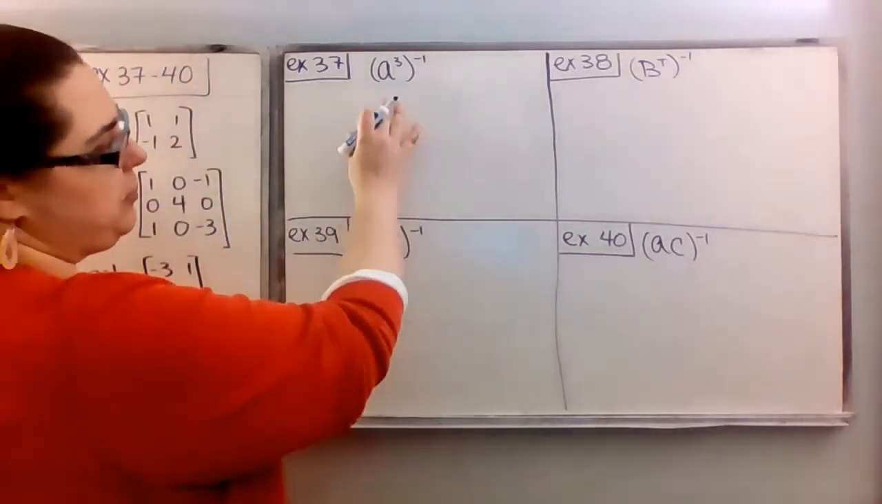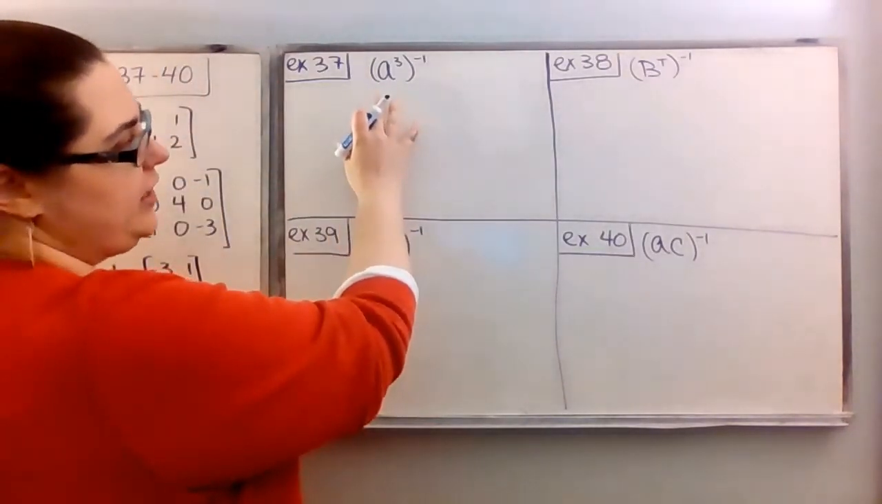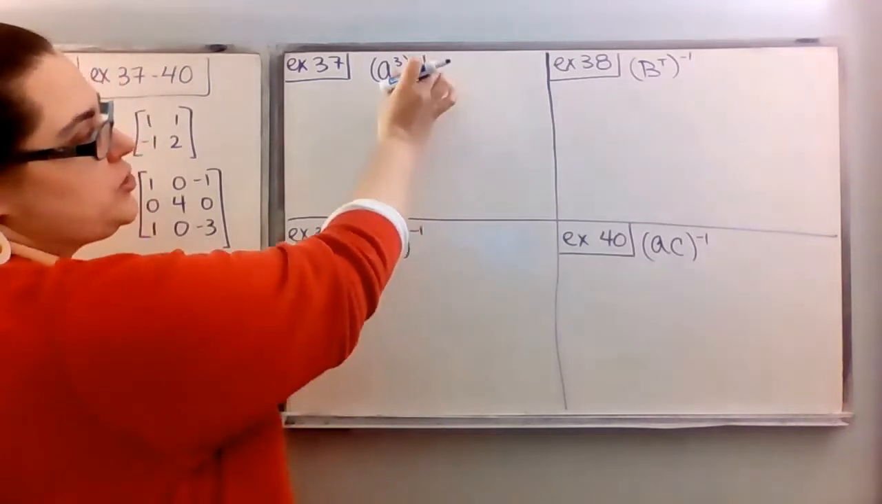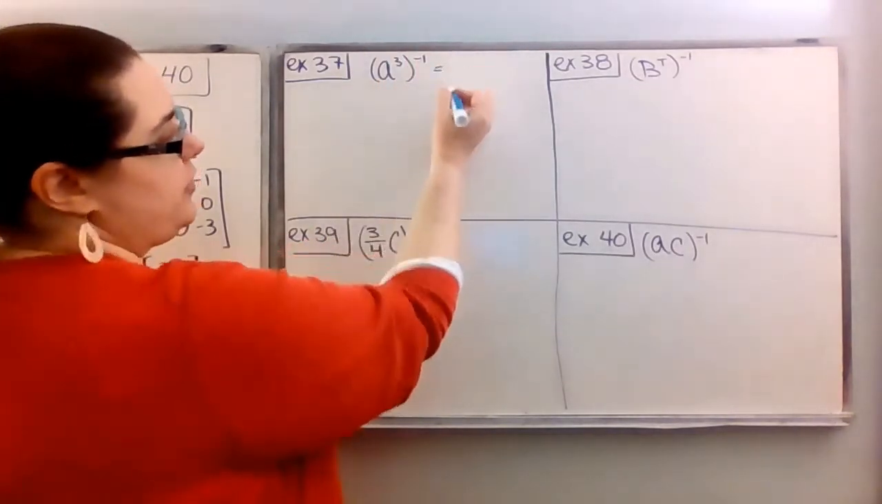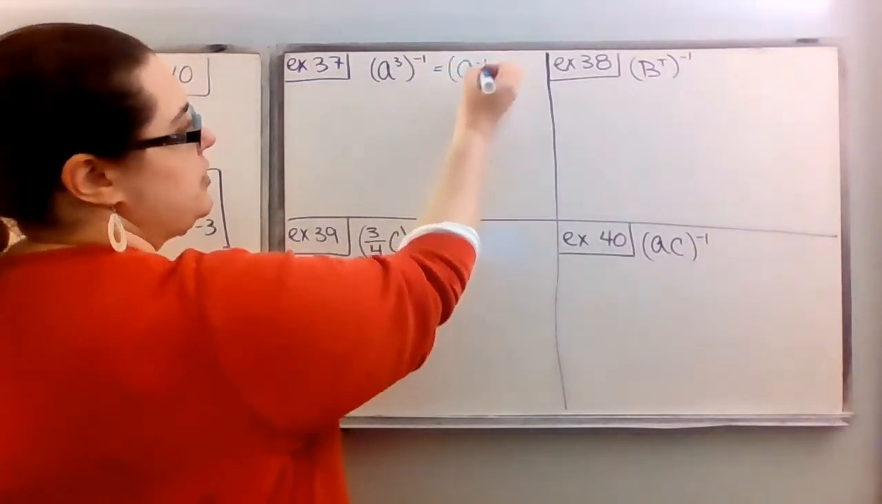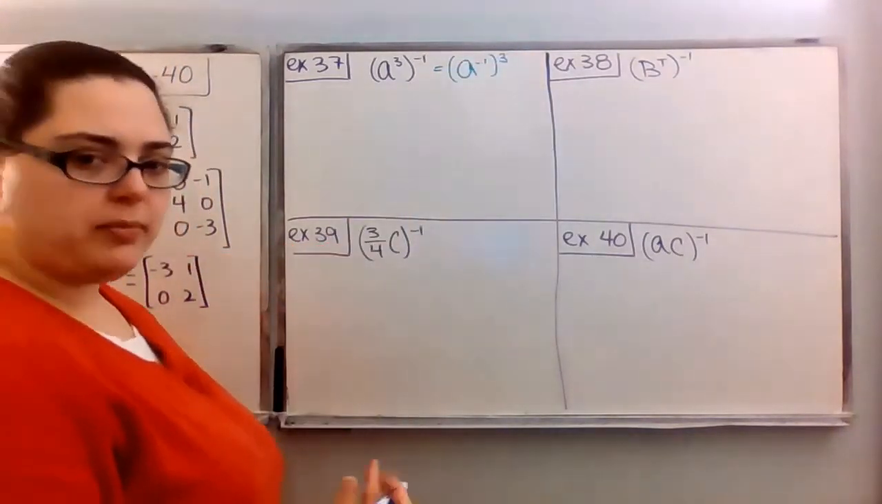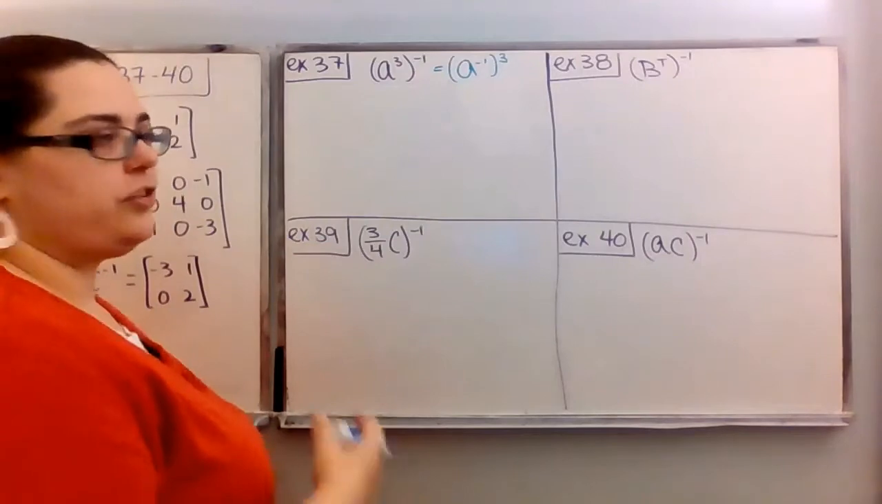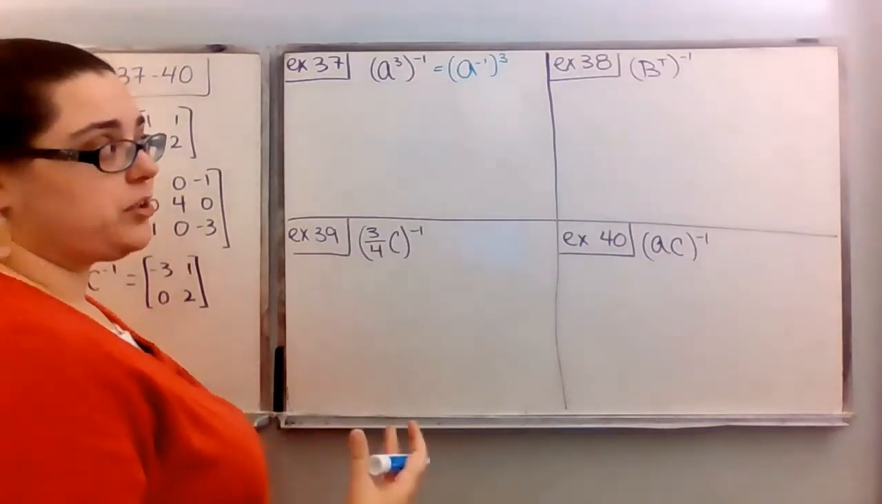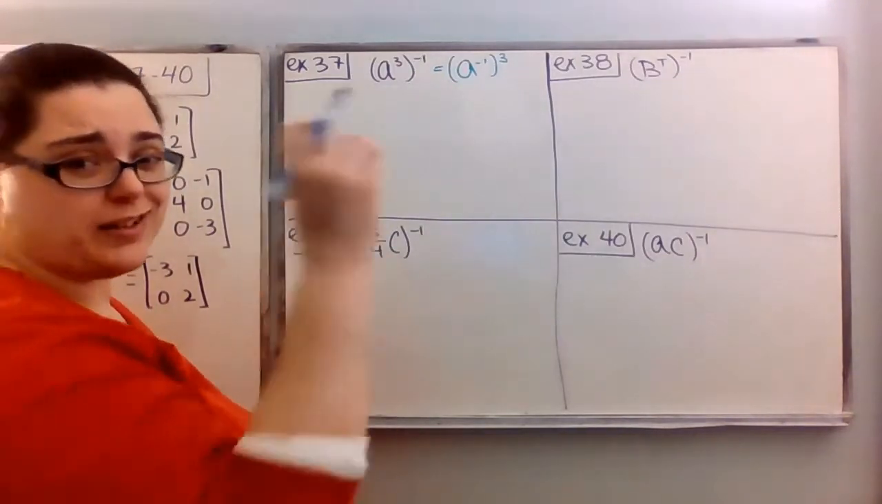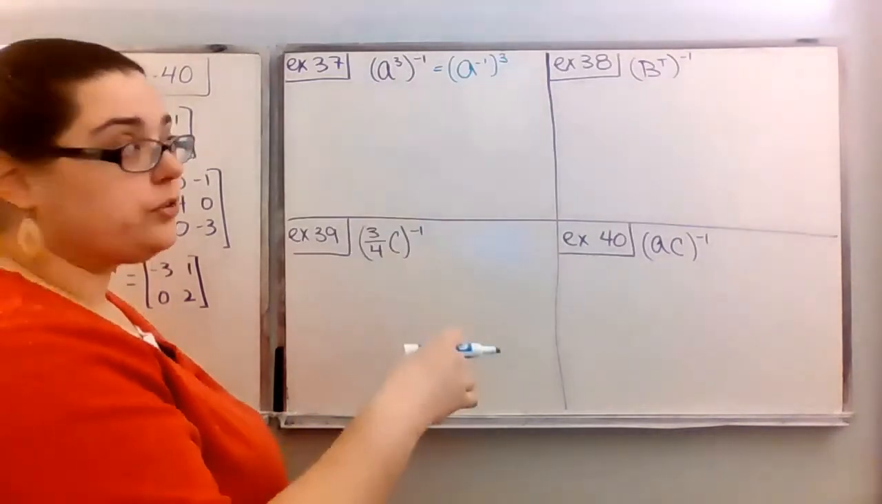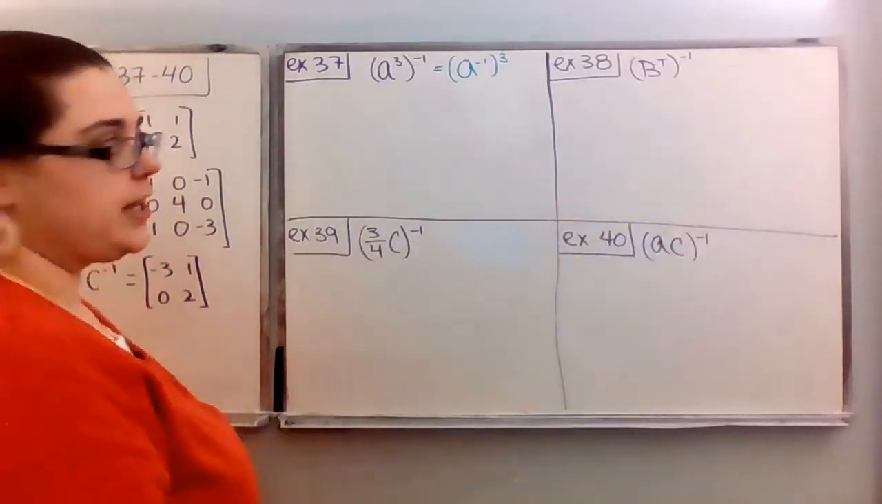So we had a property that says if I have A to the k inverted, I can switch those two. So I can think of this as A inverse cubed. Now, when we cube a matrix, we haven't talked about any fancy techniques for it, any shortcuts. So this means we're just going to have to go back to the definition of what it means to cube and multiply those matrices out.